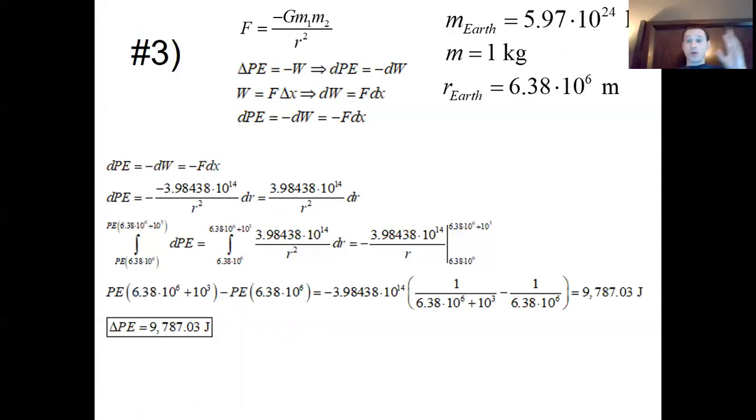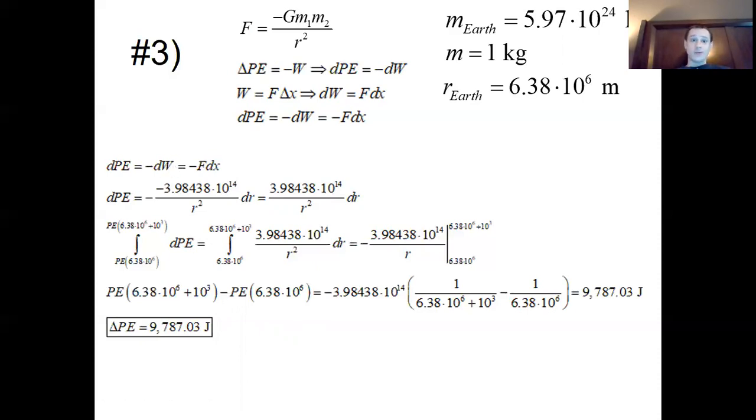All right, so the problem, let's try to analyze this from the get-go. It says find the change of potential energy when you take this little tiny mass of 1 kilogram and move it 1,000 meters away from the surface of the Earth. Well, let's start from the ground up. What is a change in potential energy in general? We just said it. dPE, a little change in potential energy, is the negative of a little bit of work done.